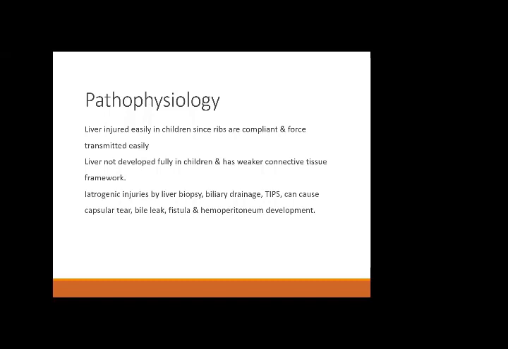Iatrogenic injury can also cause injury to the liver by taking biopsies, removal of disease inside the liver, percutaneous procedures, and TIPS, the transjugular intrahepatic portosystemic shunt, which is used in the liver. This injury can cause capsular tear, bile leak, fistula formation, and peritoneal hemorrhage from these procedures.